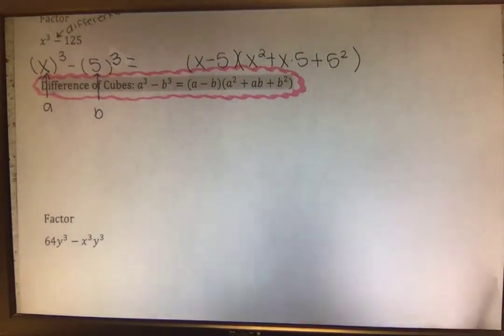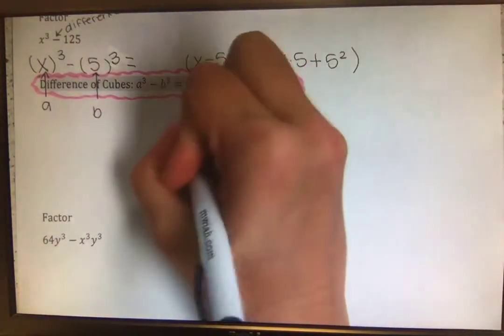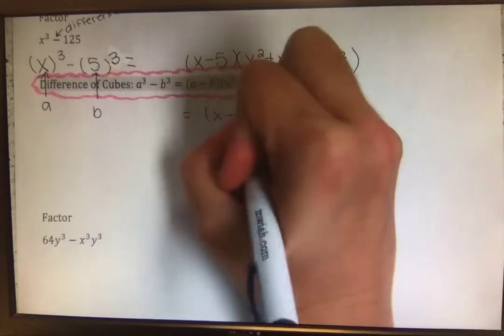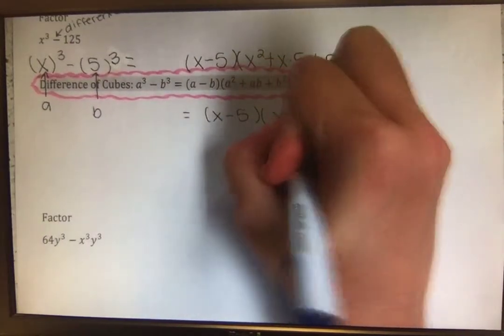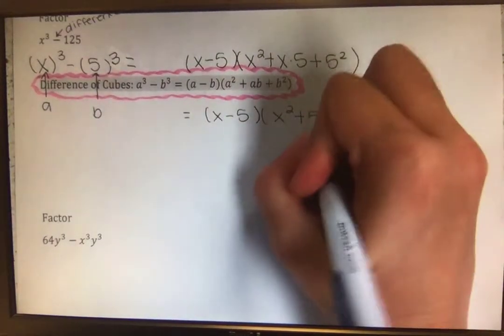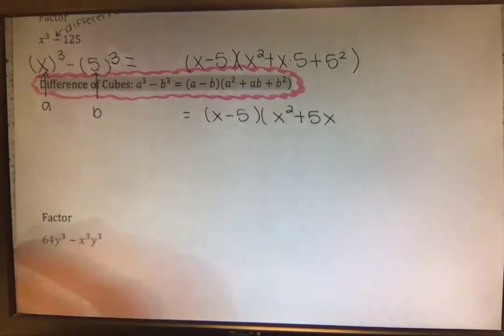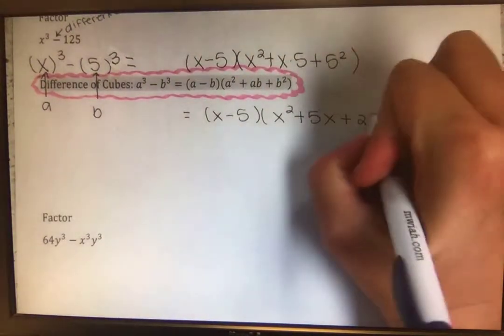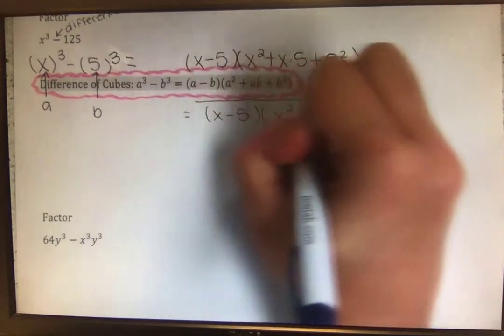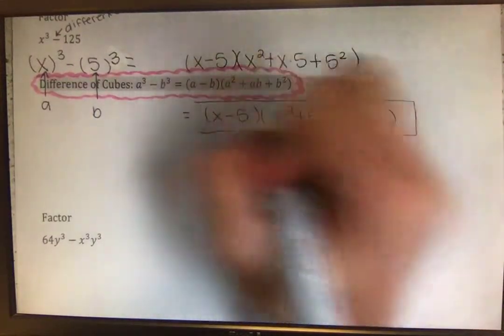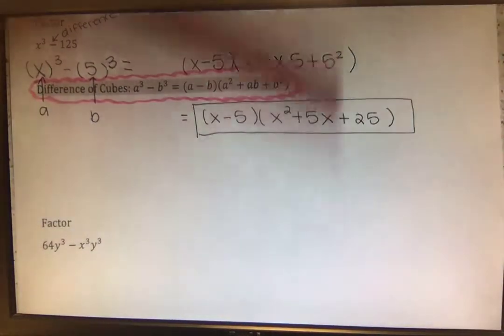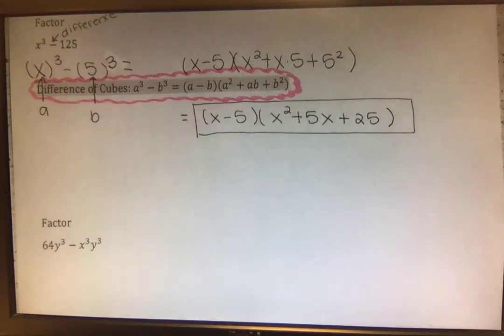And then like the previous problem, just simplifying it a little bit, we have x minus 5 times x squared. x times 5 we can rewrite neater as 5x. Plus 5 squared will give us 25. So x minus 5 times x squared plus 5x plus 25 will give us our final answer.